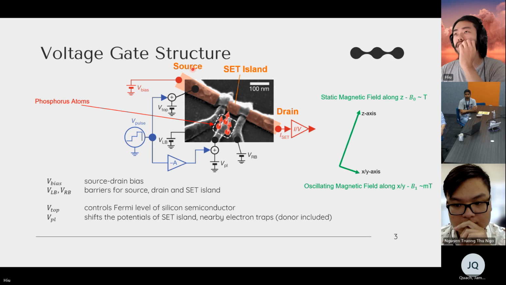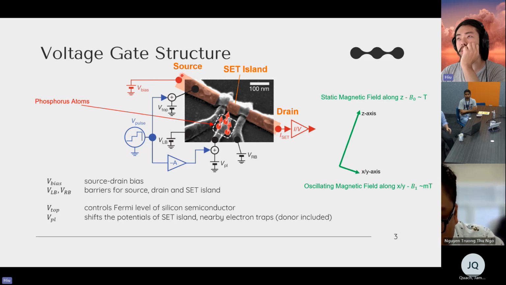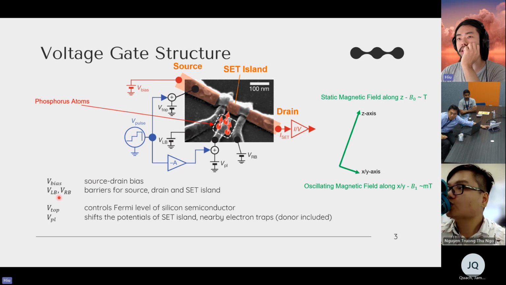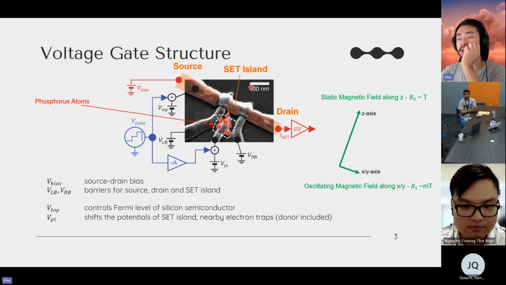Okay. So with the silicon, I think the silicon oxide is broken down into three parts by the barrier gates, which is the left barrier gate and right barrier gate. It's separated into source, SET island, and drain. With this, we can control the current flow between the source and drain by shifting the electrochemical potential of the SET island. And here are the phosphorus atoms sitting on top of plunger gates.